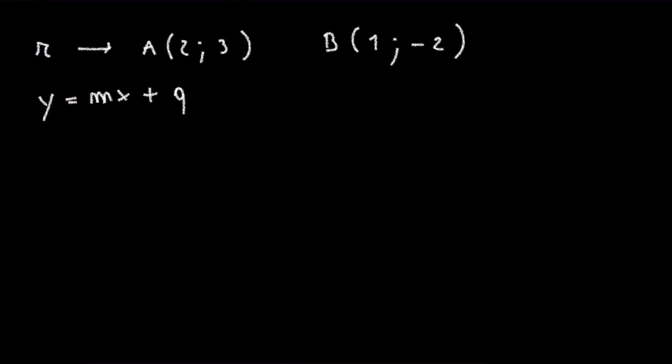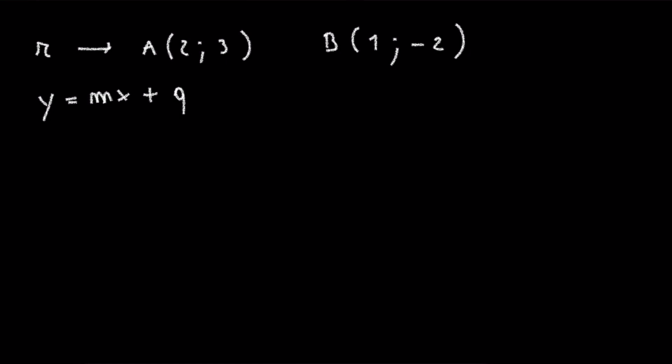Now let's put things into practice with a short exercise. We consider a line r passing through points A(2, 3) and B(1, -2). We want to find the equation of r. r is a generic straight line, and therefore its equation will be y equals mx plus q.